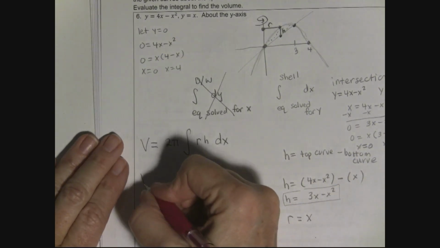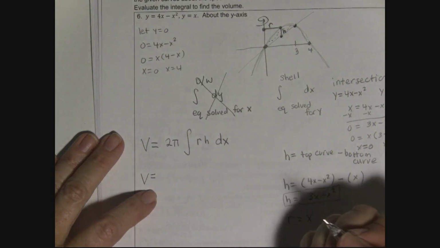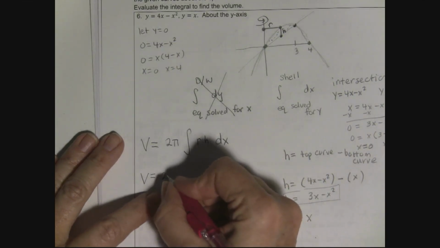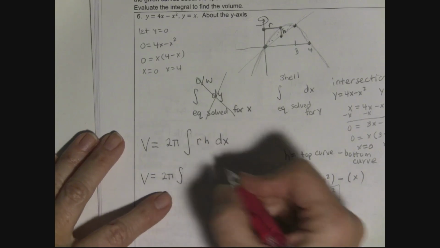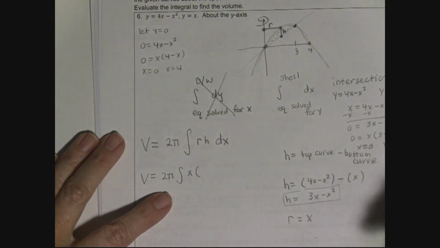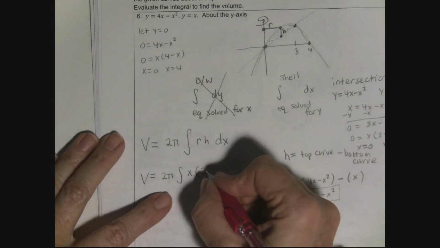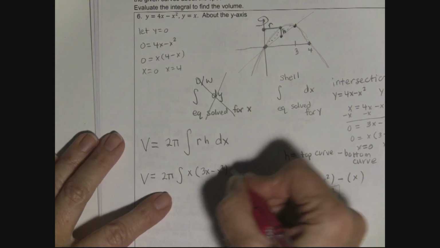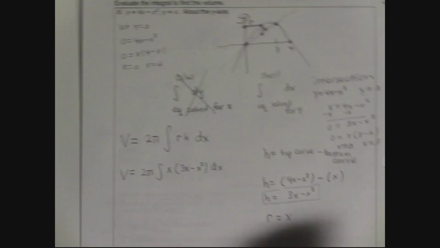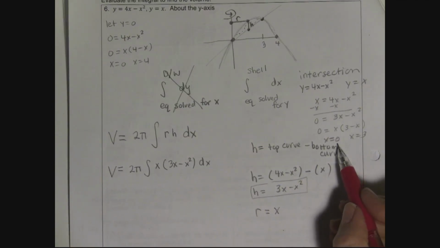So we have our volume equals, and this one is just asking me to set up. If the integral is easy to do, I haven't decided whether I will do it or not. And so my r is x and my h is 3x minus x squared dx. And there it is set up, except I haven't put bounds on it. So let's put the bounds on it so we get it all the way set up. Well, we already found the bounds. The bounds are 0 and 3.